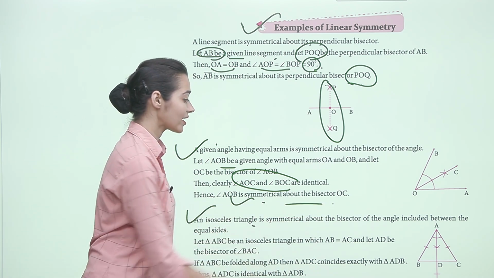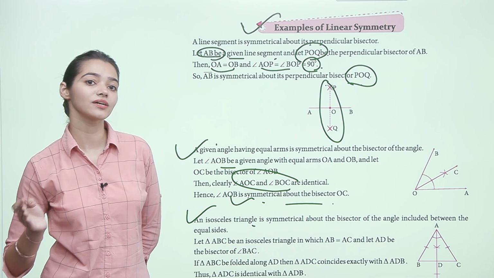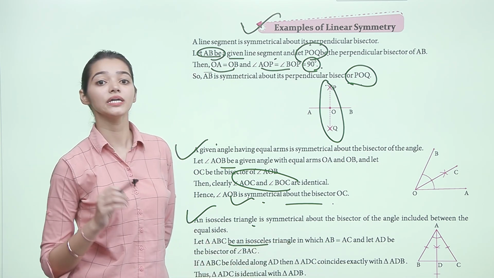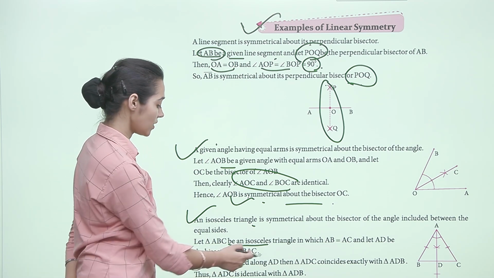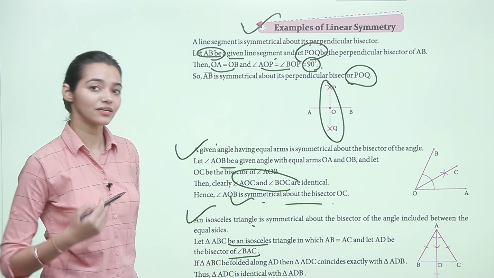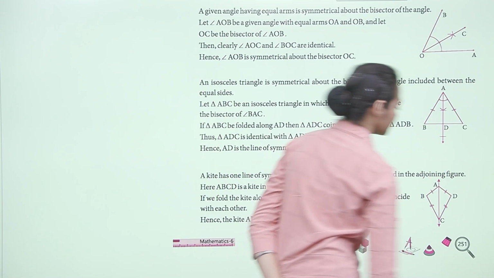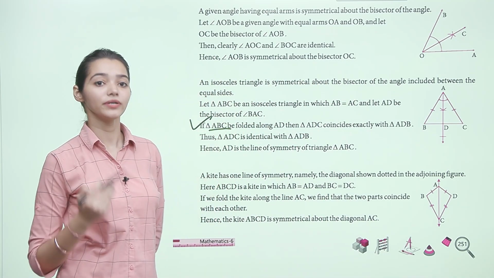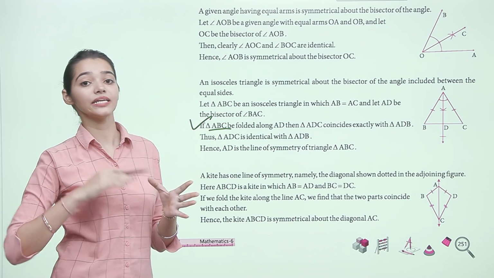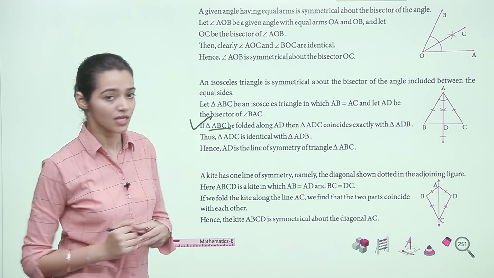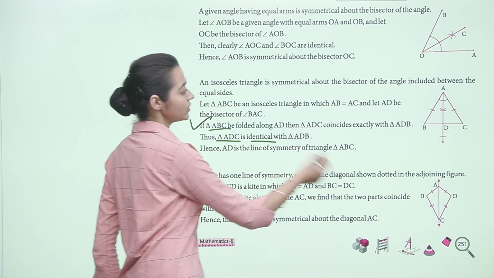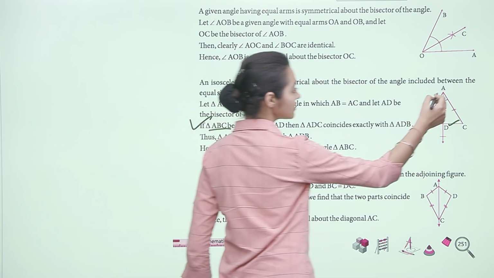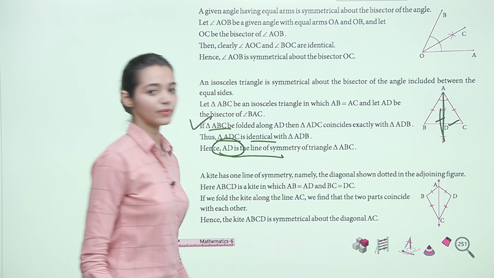Now an isosceles triangle is what? Symmetrical about the bisector of the angle included between equal sides. Now let ABC be an isosceles triangle with AB equal to AC, and let AD be the bisector of angle BAC. Now if triangle ABC is folded along AD, then ADC coincides exactly with ADB, so ADC is identical with the other triangle. Now here AD is what? AD is the line of symmetry of triangle ABC.